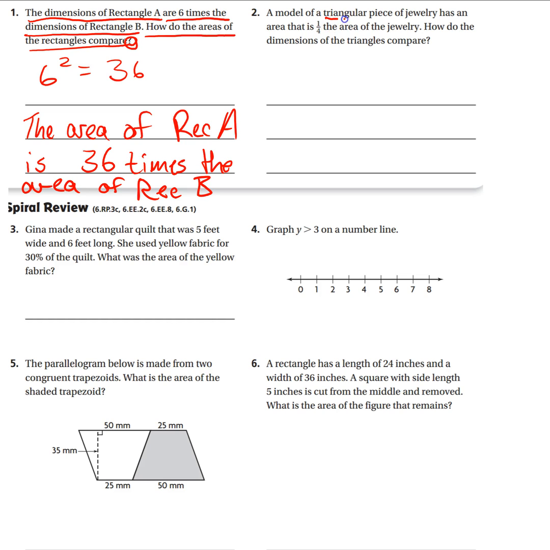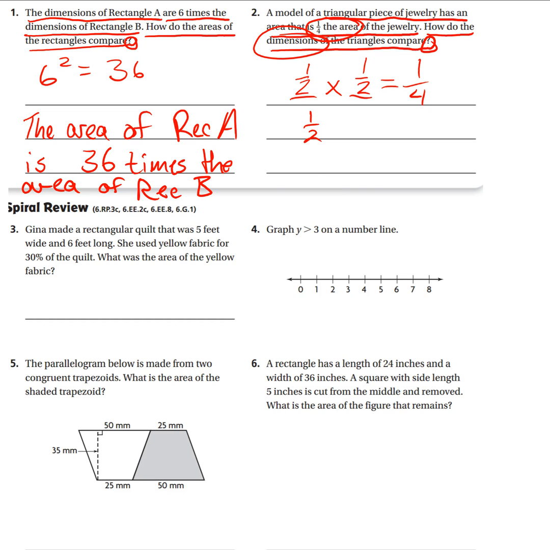Okay, number 2, a model of a triangle piece of jewelry has an area that is 1/4. So the model is 1/4 the area of the actual jewelry. How do the dimensions of the triangles compare? So they already did the squaring. So we're saying what times what gives us 1/4, and we have to use the same number. So 1/2 times 1/2. Because this time it was asking us about the dimensions, not the area. They gave us the area. The area was 1/4 the size, so the dimensions are half the size.